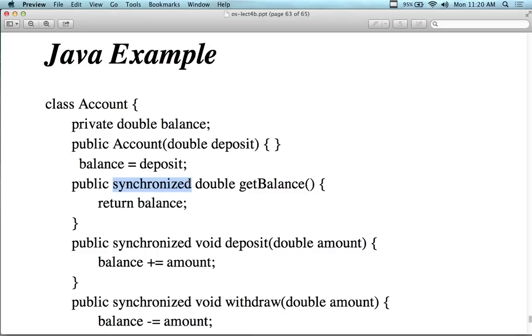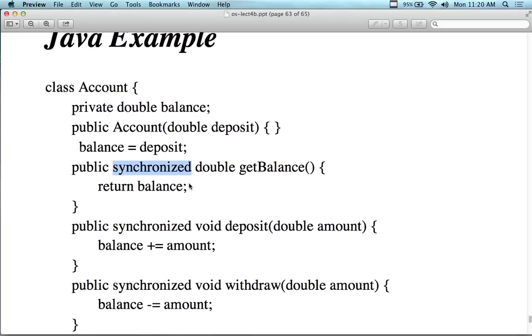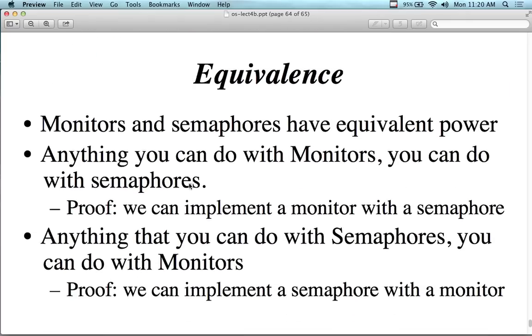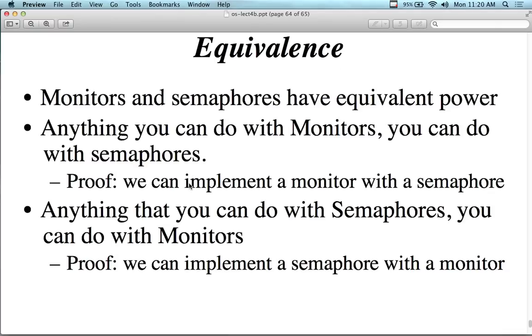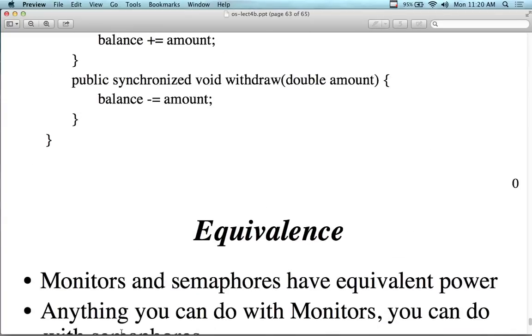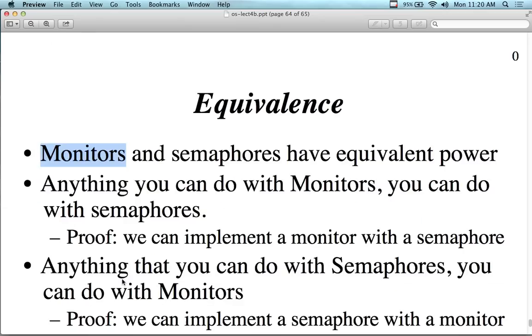Nobody else can be getting balance simultaneously, and deposit, withdrawal, stuff like that. So in terms of equivalence, monitors and semaphores have the equivalent power. Semaphores are generally implemented by operating systems. Monitors are generally implemented by application programs, like Java programming languages, and utilities that run on top of the operating system. But they're doing the same thing.